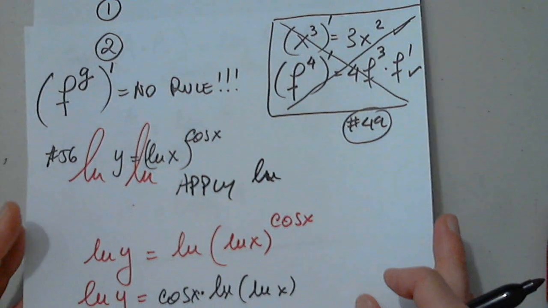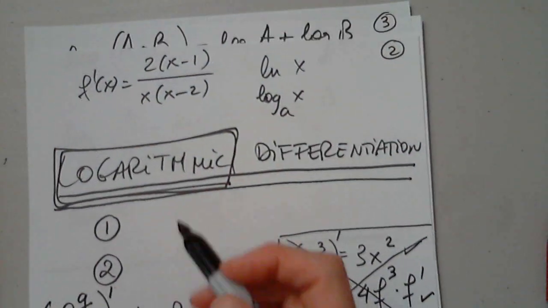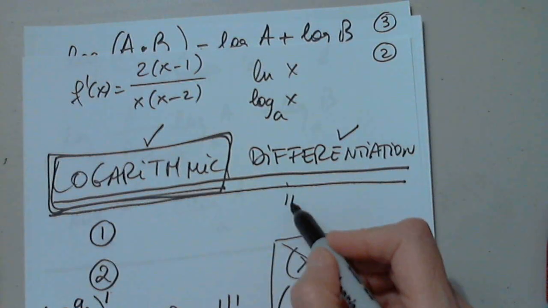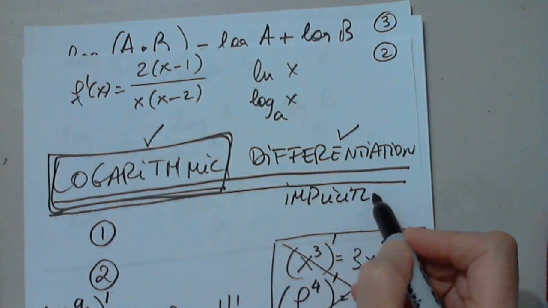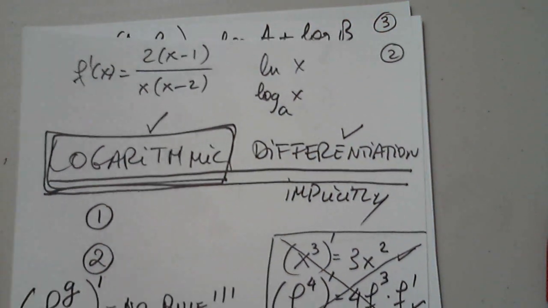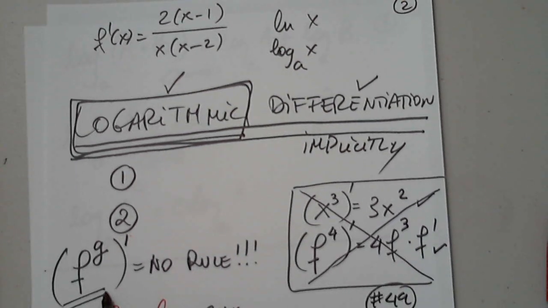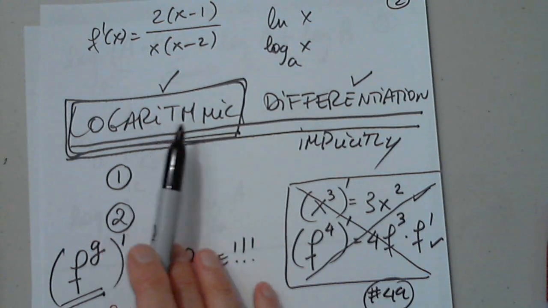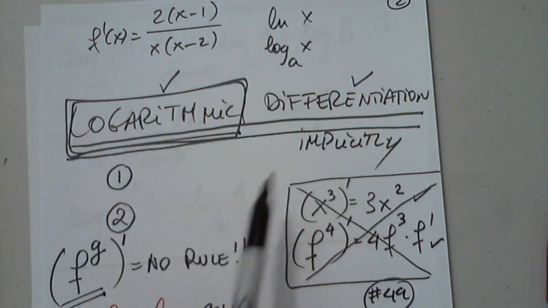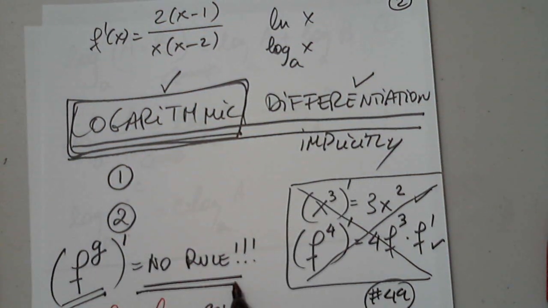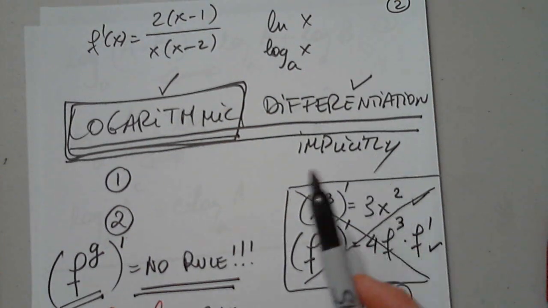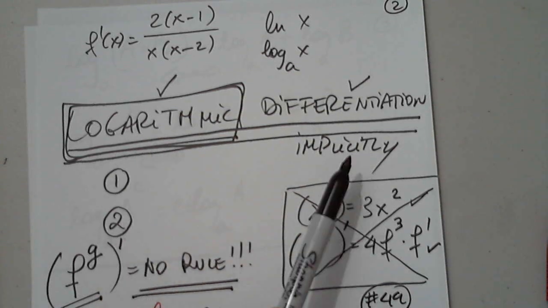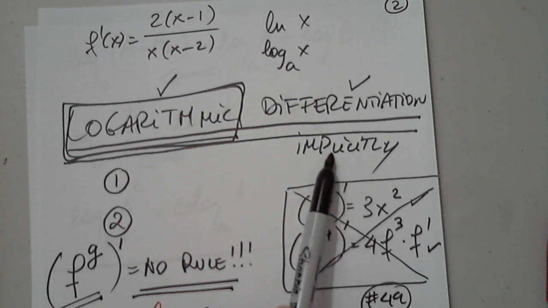So now I applied log, and now I'm going to differentiate implicitly. That's it. There is no other rule for this. There are two steps. Apply log first, and then differentiate implicitly. If you want to say two-step rule, I would agree.